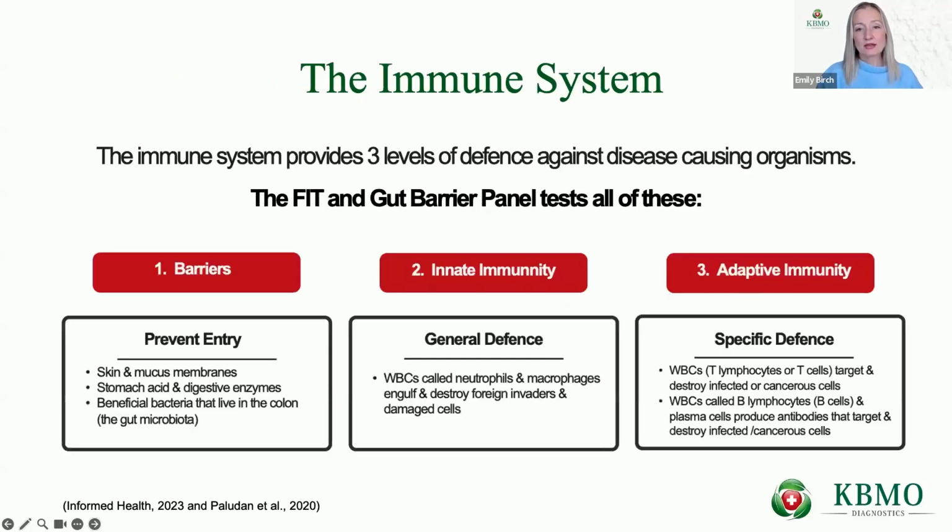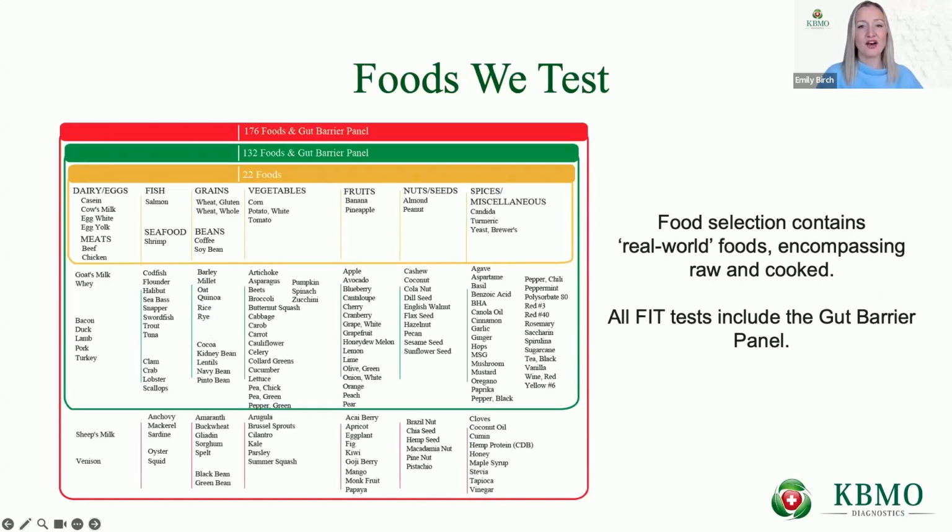So just to recap then on the immune system, again, I'm not going to spend much time on this at all, but we do have these three levels of defense. And the FIT and the gut barrier panel test all of these. So we go right from barrier immunity into innate and adaptive immunity by testing IgG, complement, and IgA at the same time. In terms of the foods we test, these are they.